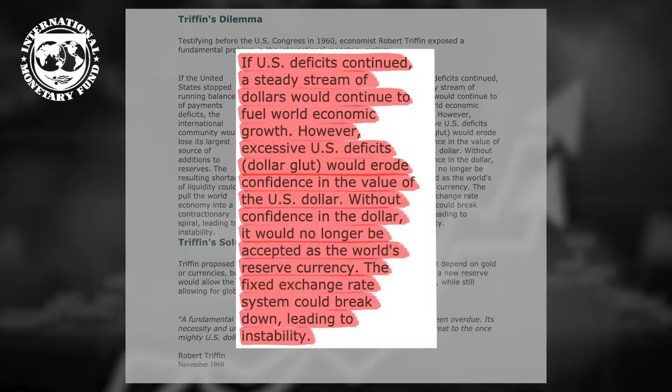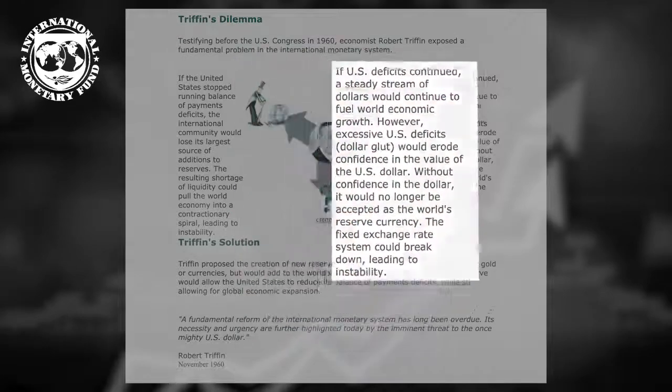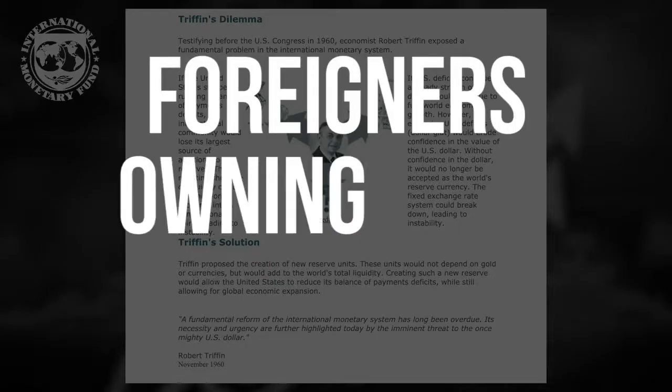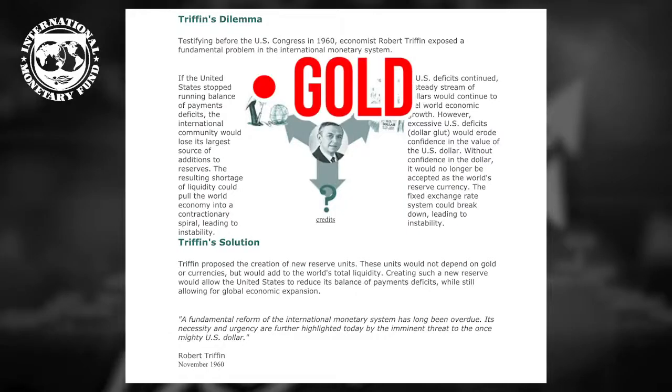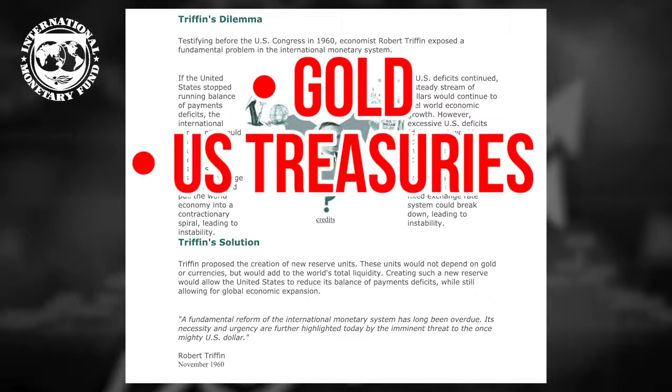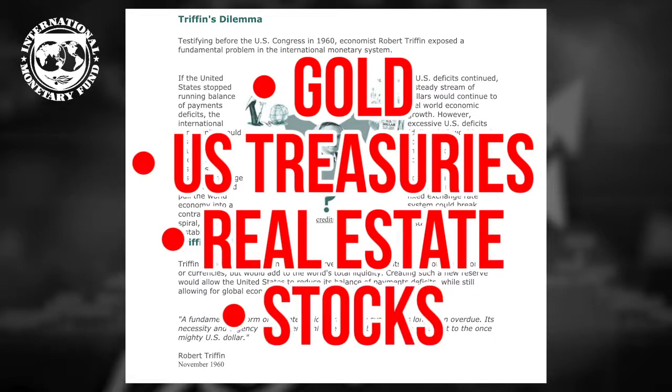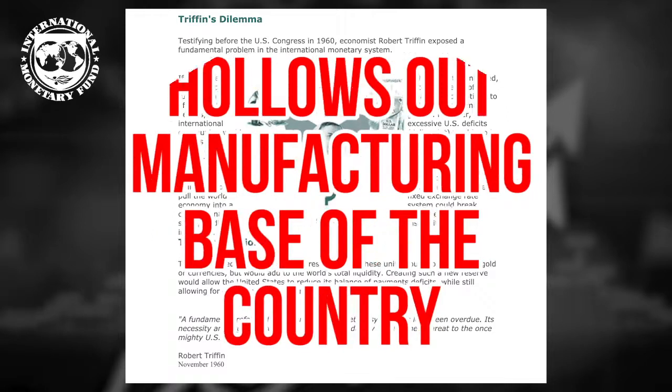And it can not only lead to instability, but it can also lead to foreigners owning a lot of U.S. assets, such as the gold that they started taking prior to 1971, and today, U.S. treasuries, real estate, and stocks. But it also hollows out the manufacturing base of the country that has the reserve currency status. More on that in just a moment.